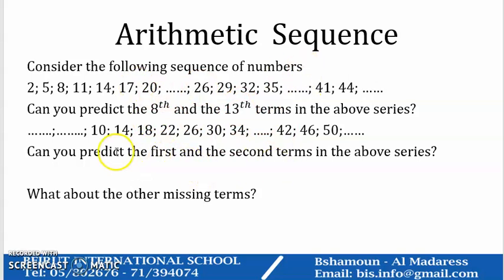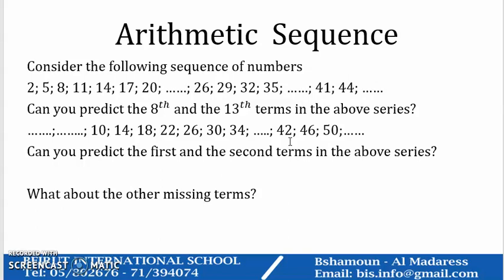What about the second series of numbers here? The first two terms are missing, then we have 10, 14, 18, 22, 26, and so on till 34. Then we have a missing term, and then we have 42, 46, 50. What about the first two terms of this sequence? Can you predict what they are?